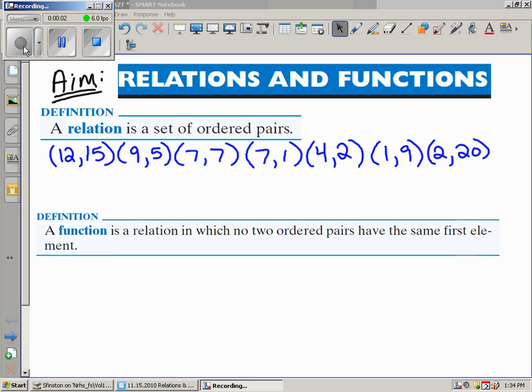Okay, topic for today, relations and functions. First thing we're going to do is talk about what a relation is. And a relation is just a set of ordered pairs. And we just went around the room.